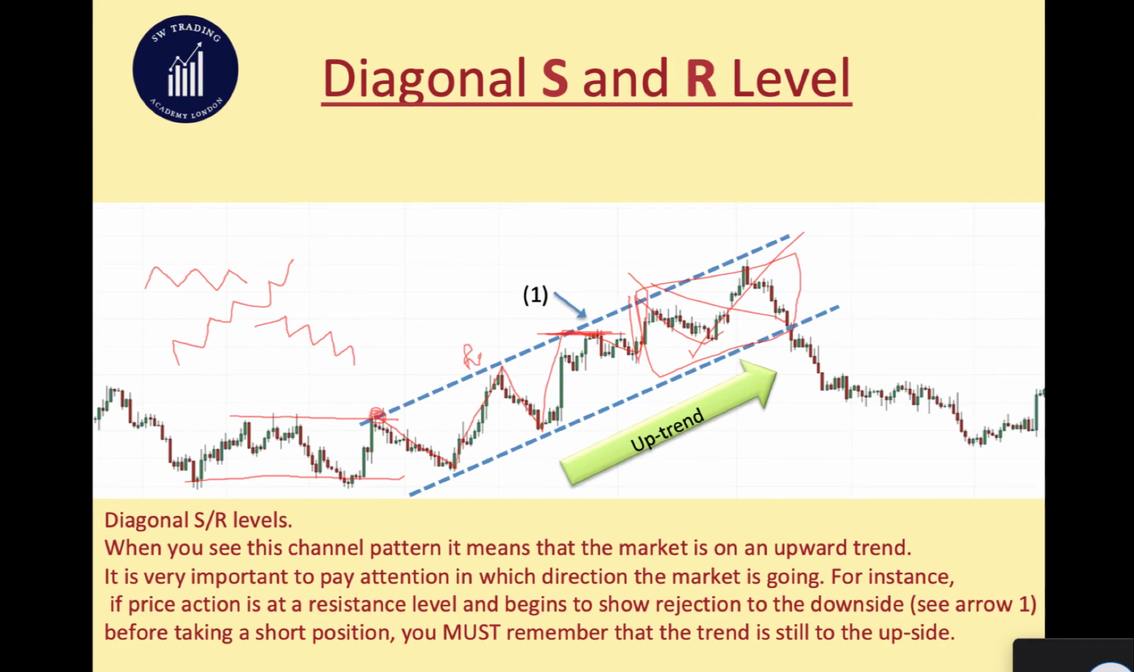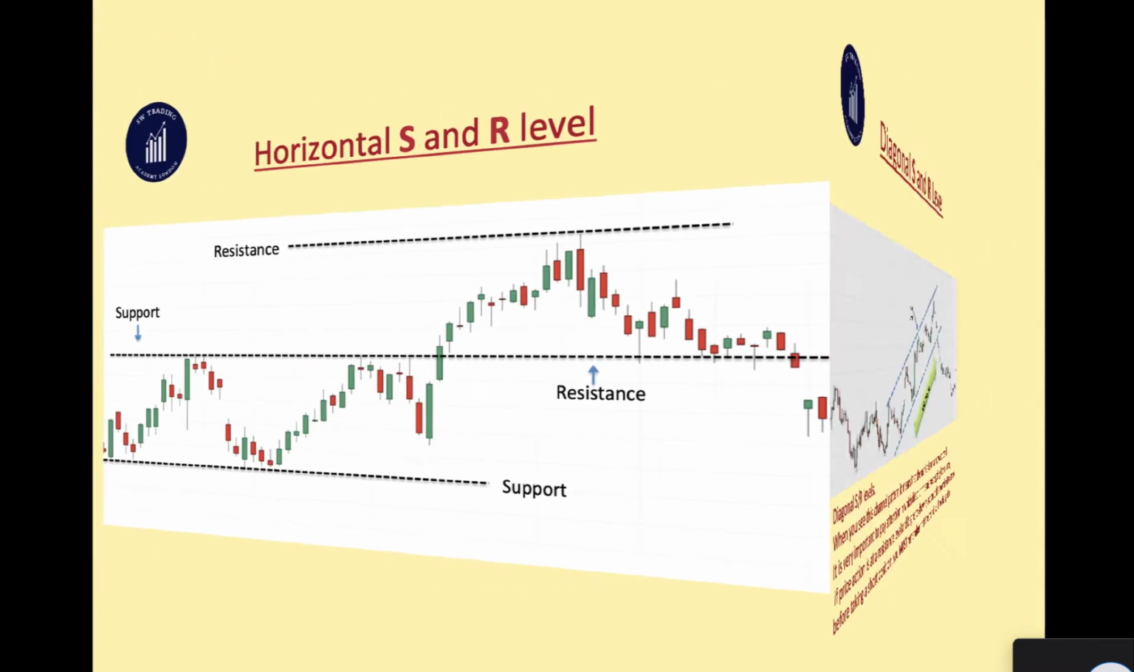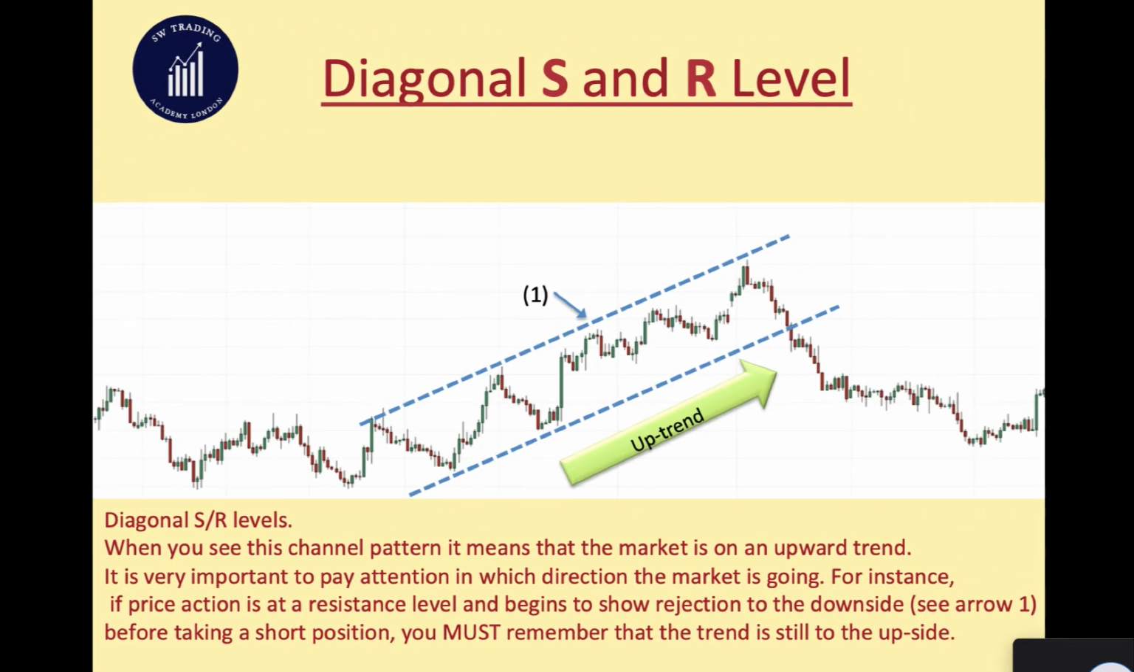Oh, let me delete all this because it's too many lines. And then, okay, so what happened? The market created this first one. The market has created this second one here, the second high. We have our first high, our second high. And then you see the market create our third high. So basically it's time for us to start applying our resistance and support level lines.